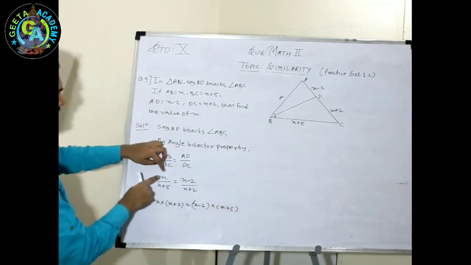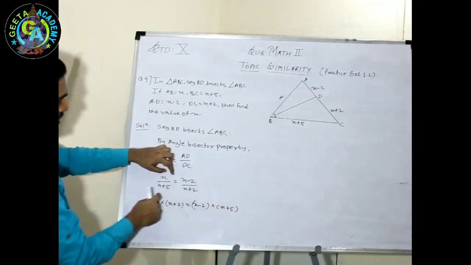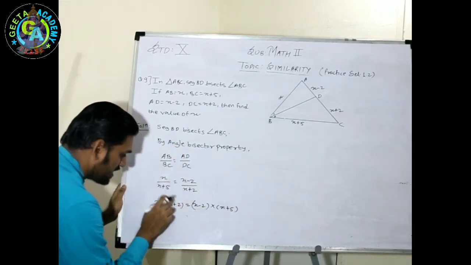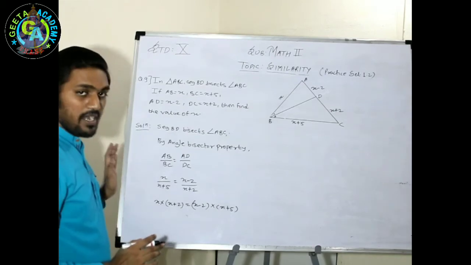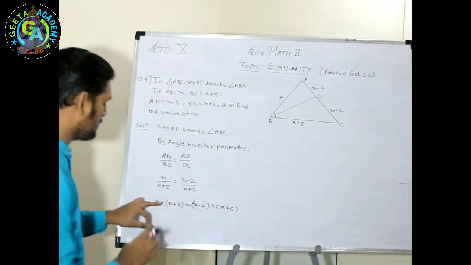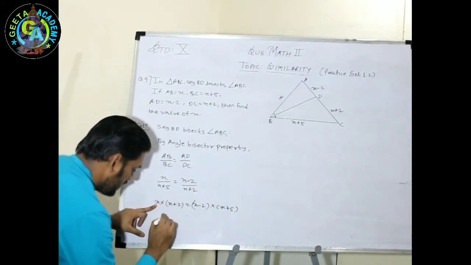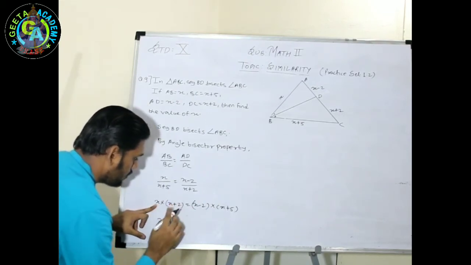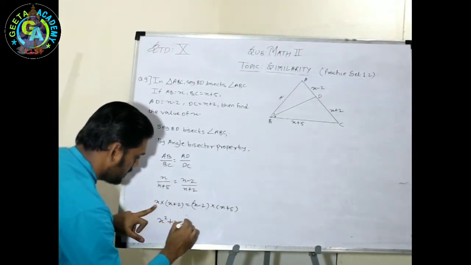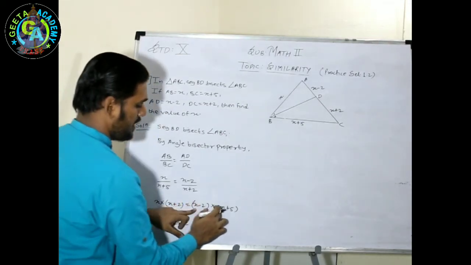We cross multiplied x into x plus 2, x minus 2 into x plus 5. Now x will multiply with the x first. As x is outside of the bracket, it will go and meet both the terms. So x into x, x square, plus x into plus 2, 2x, because we are having the plus sign.